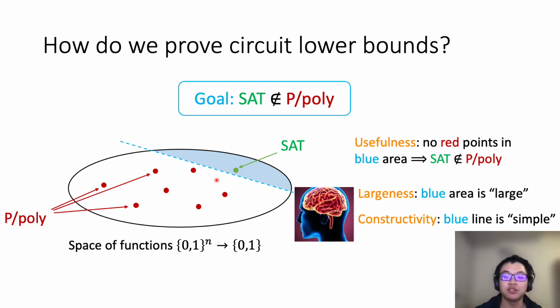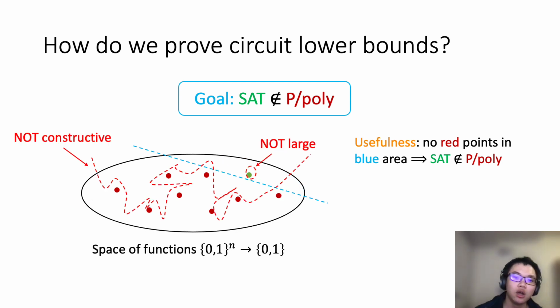For the sake of our Stone Age human brains, it is much easier to think of a blue line if it satisfies two additional properties. The first is largeness, saying that this blue area is not too small, and the second is constructivity, that says that this blue line is not too complicated. Why is that? Well, you don't want the line to be as complicated as this one, right? I can't imagine how we can work with such a thing. And also, if the blue area is too small, like this red oval here, then it's just too ad hoc for us to argue with.